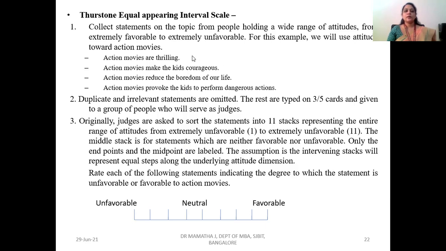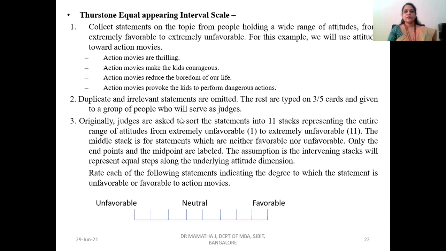So you can give a number of statements like: action movies are thrilling, action movies make kids courageous, action movies reduce the boredom of our life, action movies provoke the kids to perform dangerous action. So you can have a number of statements like this. And now, duplicate and irrelevant statements.